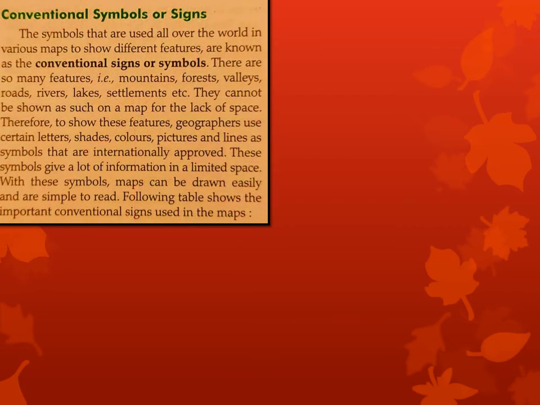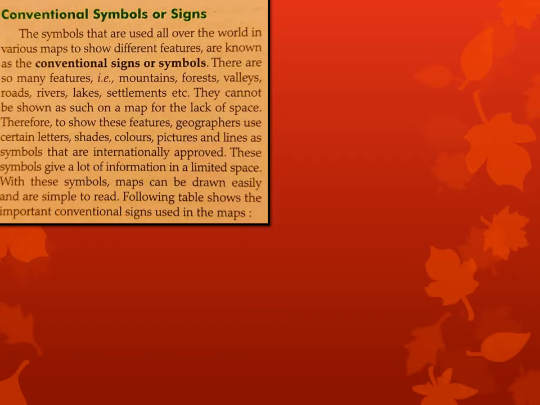Next, we have conventional symbols or signs. The symbols that are used all over the world in various maps to show different features are known as the conventional signs or symbols. We have so many features like mountains, forests, valleys, roads, rivers, lakes, settlements, etc. And they cannot be shown as such on a map for a lack of space.